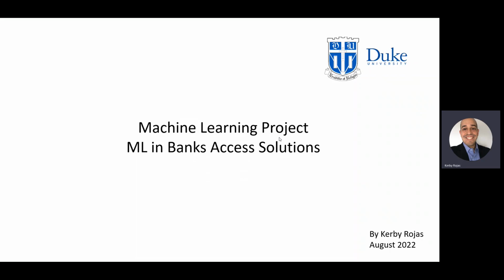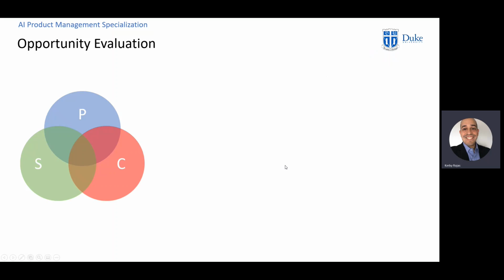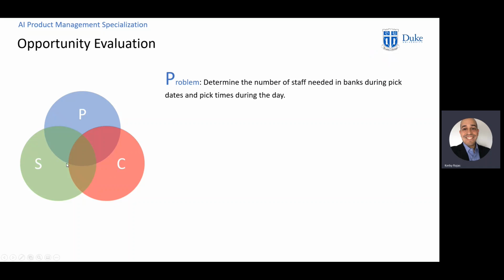This is Machine Learning Projects for Banks Access Solutions, 22nd of August 2022. So, the opportunity evaluation: we have the same areas to identify the problem or identify the solution. The problem is to determine the number of staff needed in banks during peak dates and peak times during the day.